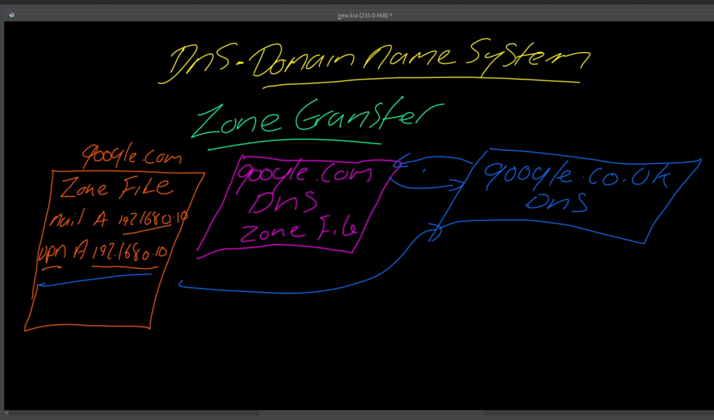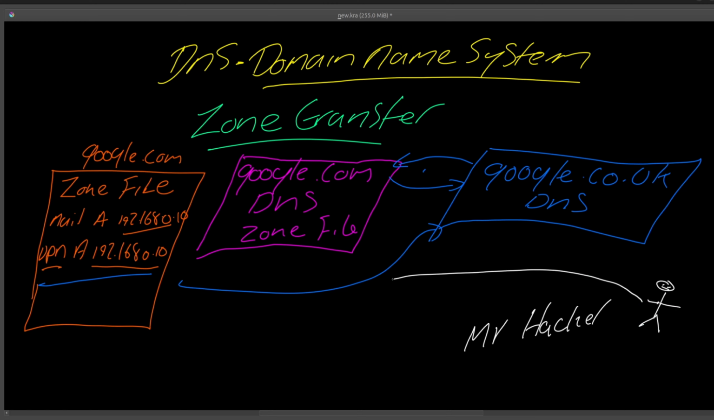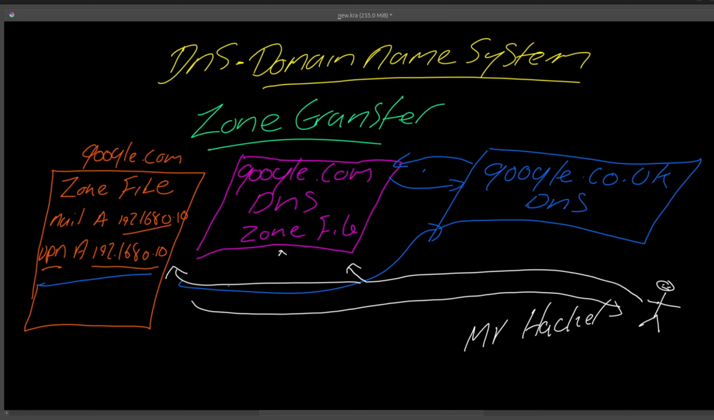But if it's misconfigured, Mr. Hacker down here can request the same file from the server. It's requesting this file, but from this server. And if it's misconfigured, it will be returned to the hacker. We can request the zone file using dig and the AXFR option, which we'll look at in a bit when we actually get into it.